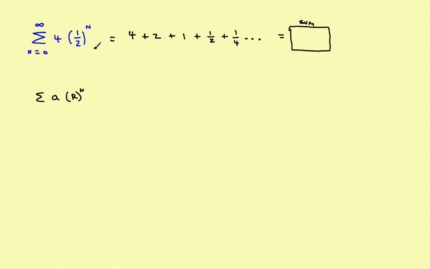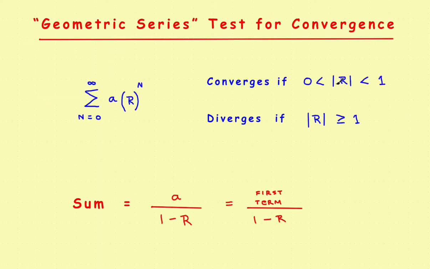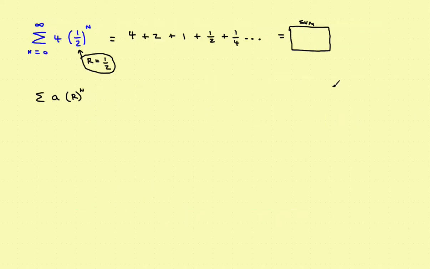Okay, now, what makes these problems easier, if it happens to be in this form, is that right away you know this. There's the common ratio, and you know that r is equal to 1/2. So right away, according to the rule, if the absolute value of the ratio is less than 1, which it is, then this thing converges. So you know that it converges, and you can use this formula to find out what it converges to.